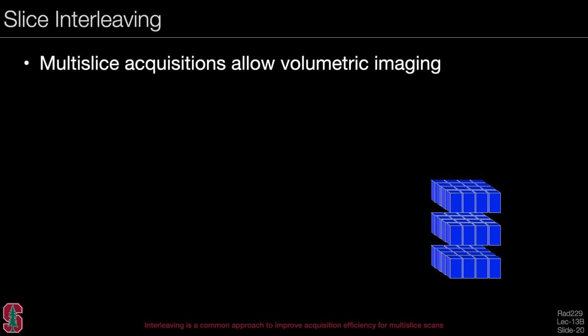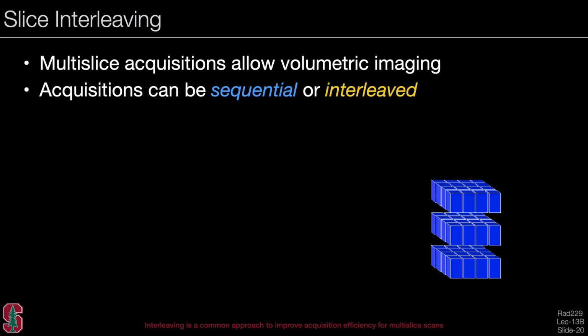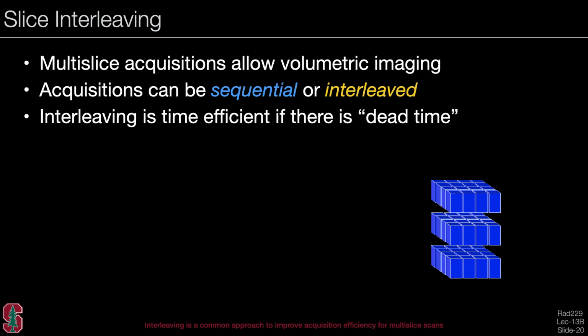Okay, so another important topic with timing is slice interleaving. Multi-slice acquisitions are common because these allow efficient volumetric imaging. These acquisitions can be either sequential or interleaved. In sequential acquisitions, you acquire all of the information for one slice, and then you go on to the next slice. Whereas in interleaved imaging, we acquire part of the information for one slice, and then part of the information for the next slice, and so on. The interleaving is time efficient if there is dead time due to a long TR and a short sequence.